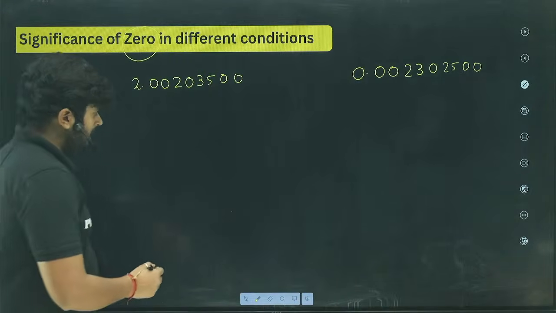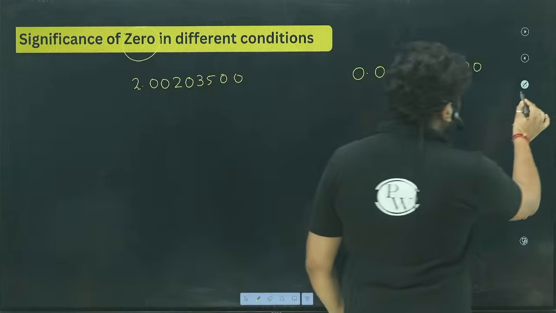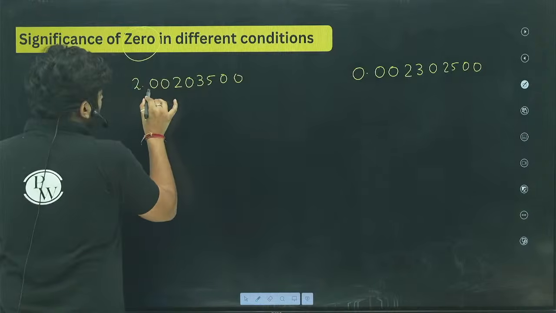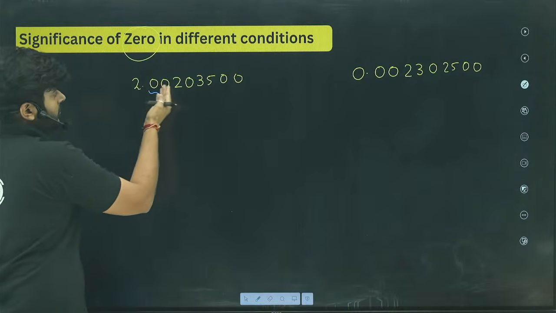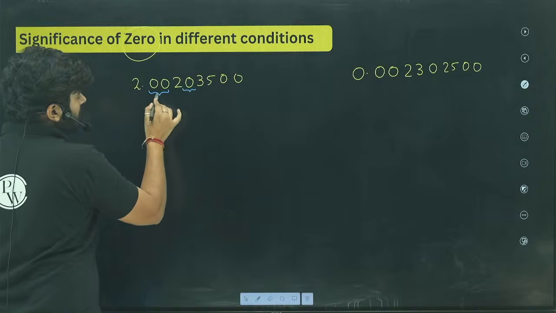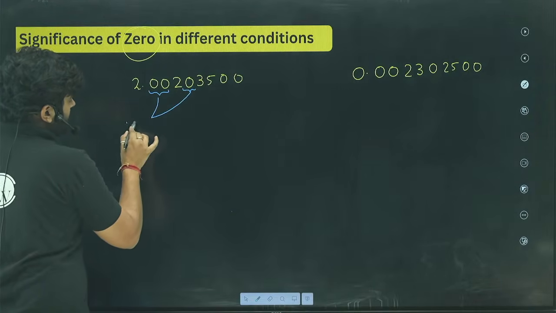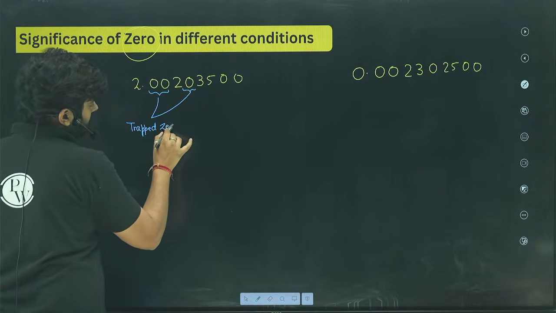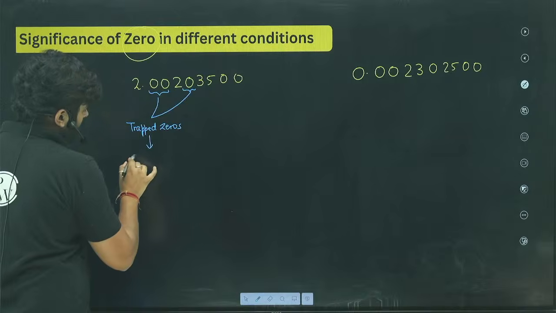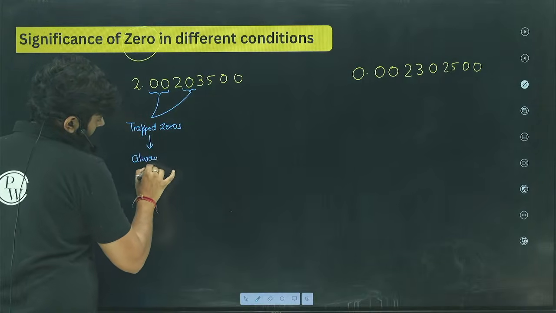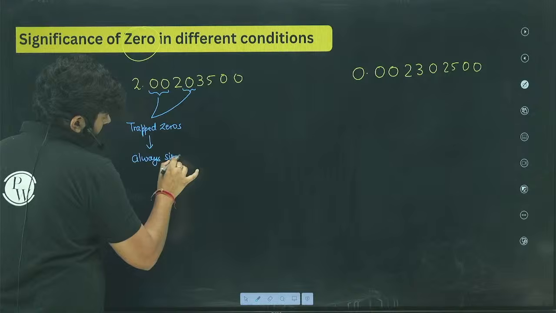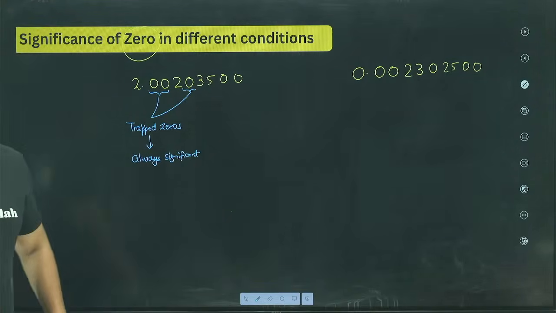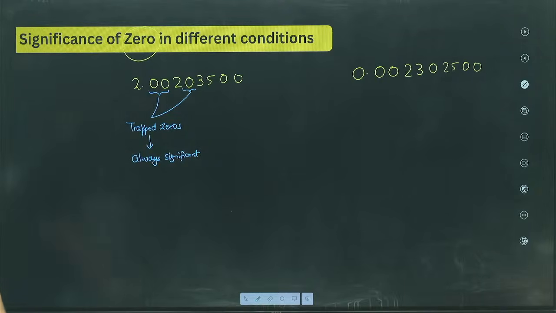So we need to understand this. These zeros are between two non-zero numbers. Similarly for this zero, it is between two non-zero numbers. We will call them trapped zeros, and trapped zeros are always significant. The trapped zeros are always significant.